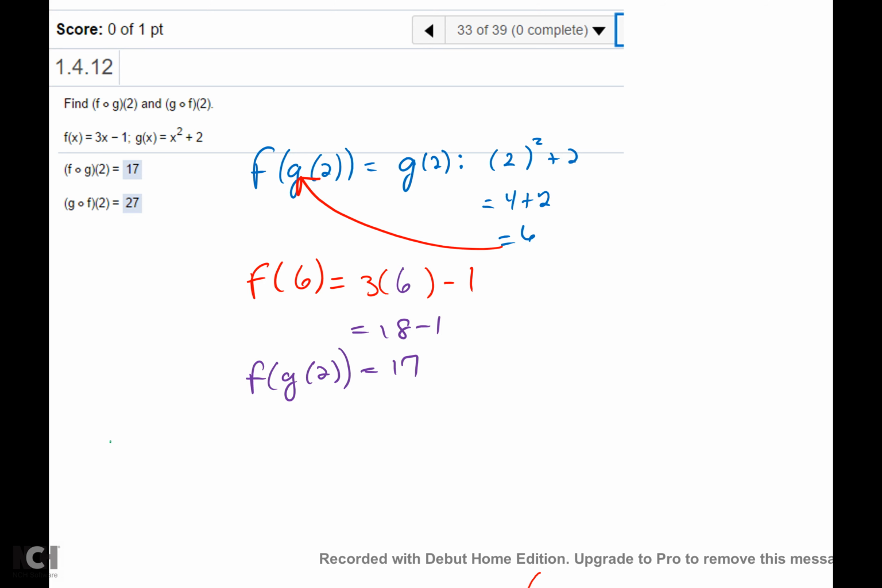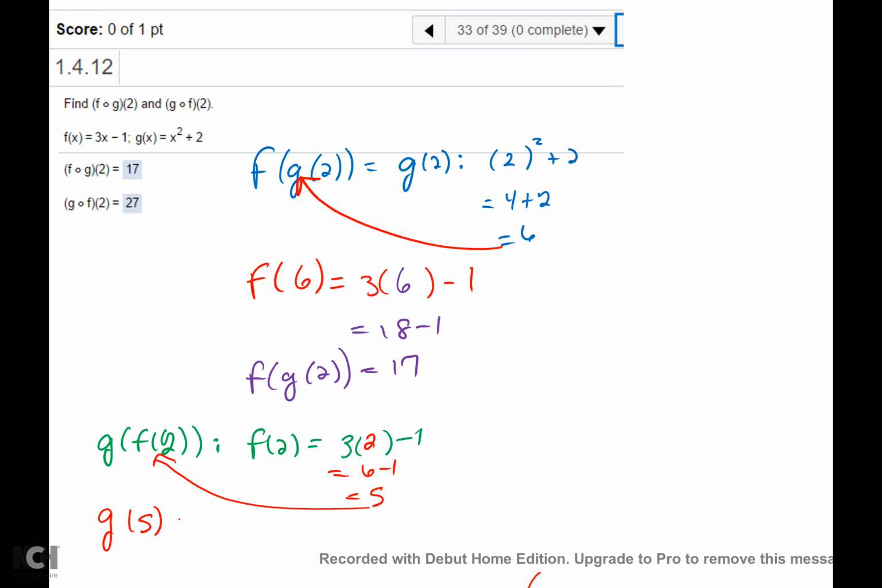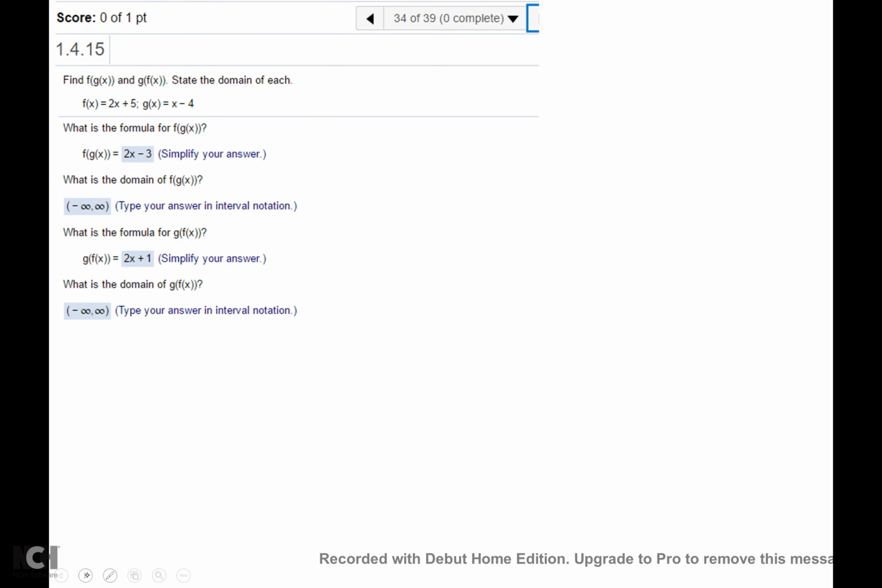Then they want me to find g of f of 2. So that means I start by finding f of 2, which is 3 times what you brought, minus 1. I brought a 2. That's 6 minus 1, which is 5. So I know what f of 2 is. It's 5. So now I'm taking 5 to the g party, which says square what you brought and add 2. I brought 5. Squared is 25. Plus 2 is 27. So g of f of 2 equals 27. Okay?